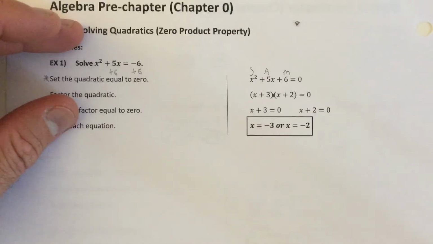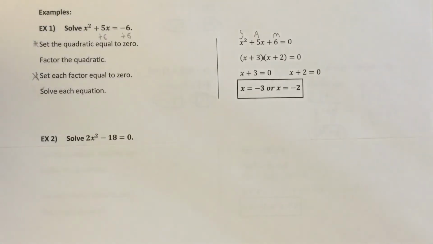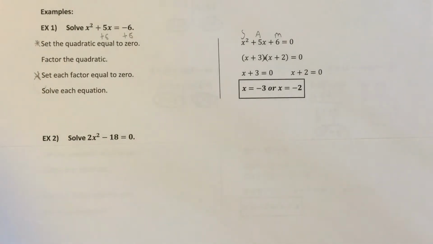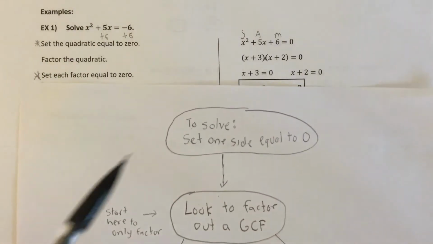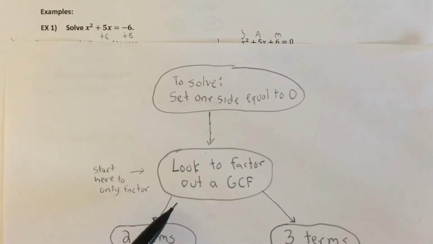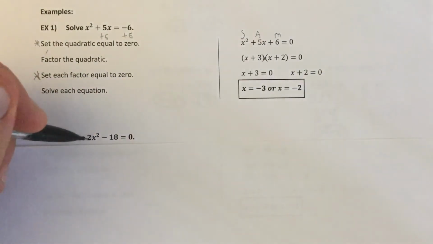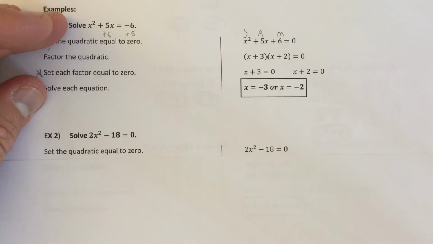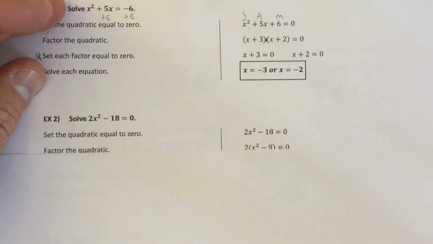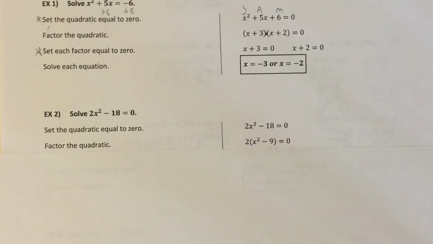All right, let's look at a couple more examples. I have x squared minus 18 equals 0. All right, it has an equal sign and it tells me to solve. So again, I set one side equal to 0. Well, that's done. So now I go look for a GCF. Well, I do have a GCF here. It happens to be 2. So I put the 2 in front, divide everything by 2. I get 2 times the quantity of x squared minus 9.